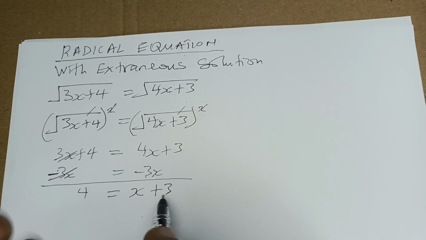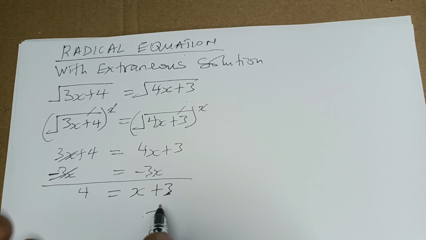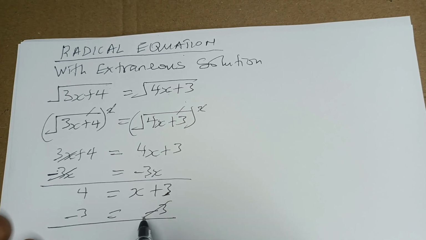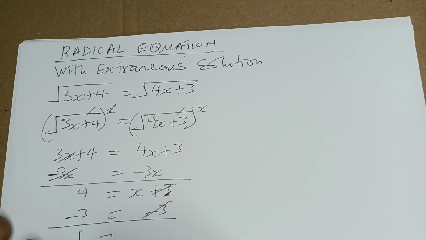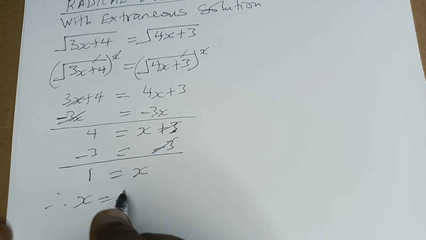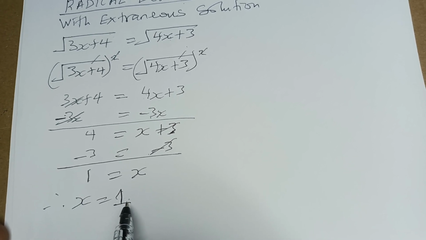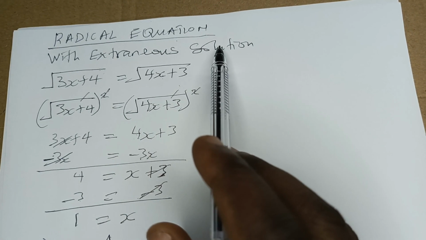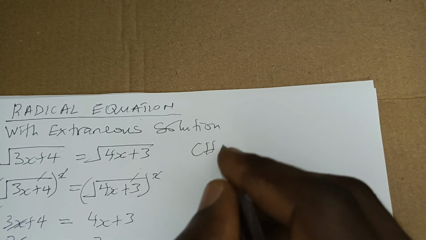The next thing we have to do is to get rid of this 3. How do we do that? Minus 3 from both sides. So this cancels this. 4 minus 3, that should be 1. 1 gives us x. Therefore, x is equal to 1. As you can see, this gave us just one answer, which does not deal with extraneous solution at all. Because this one answer, if we check, let's check.